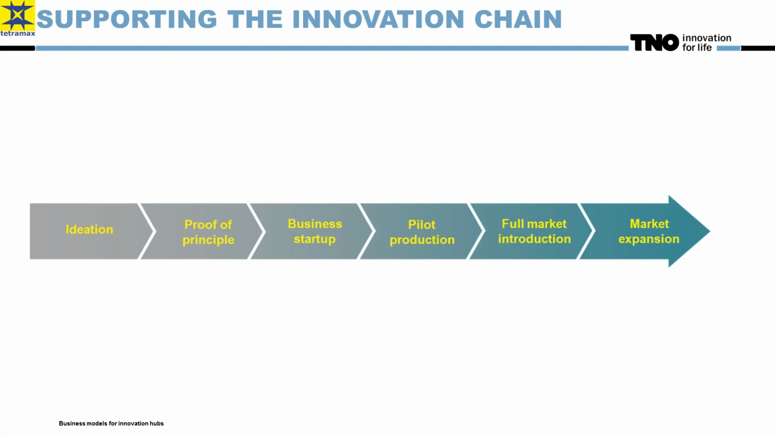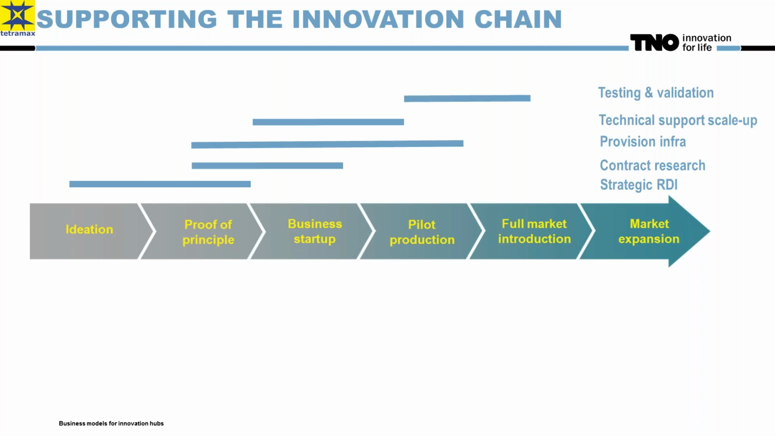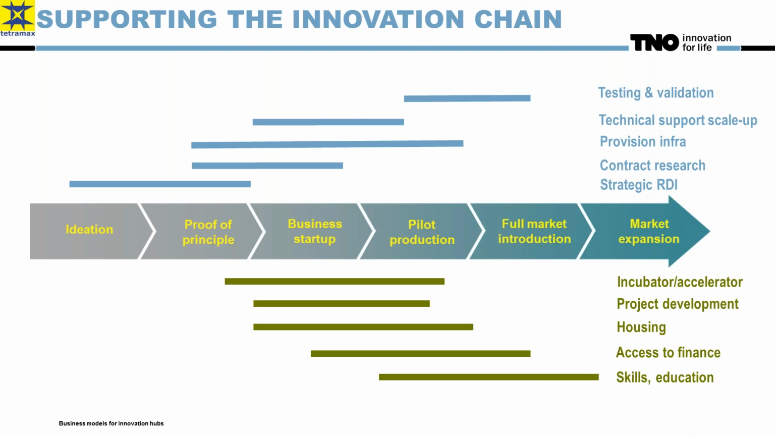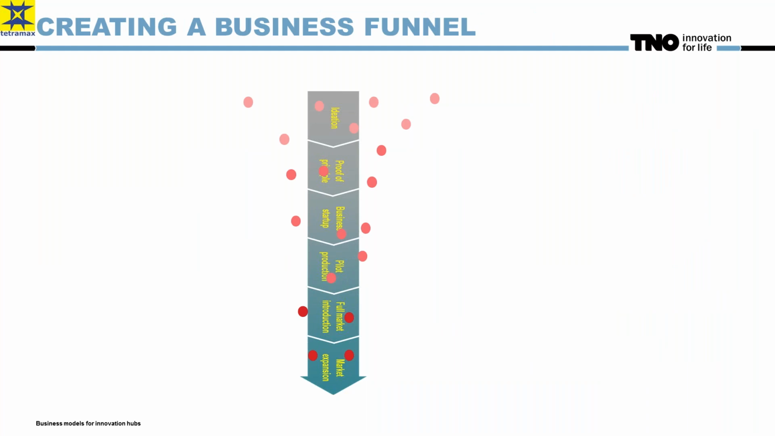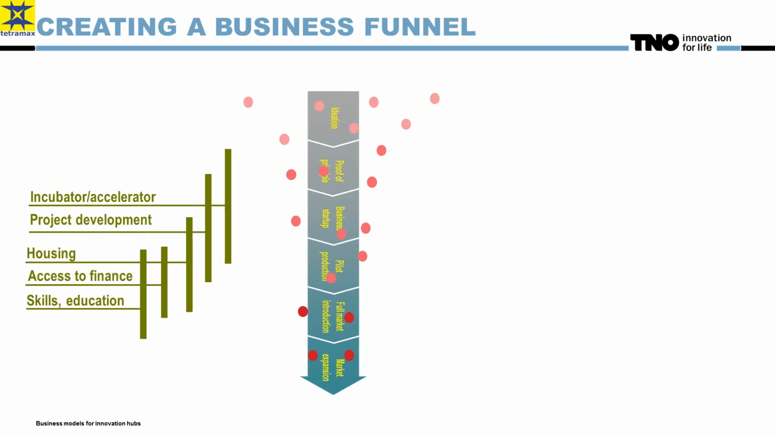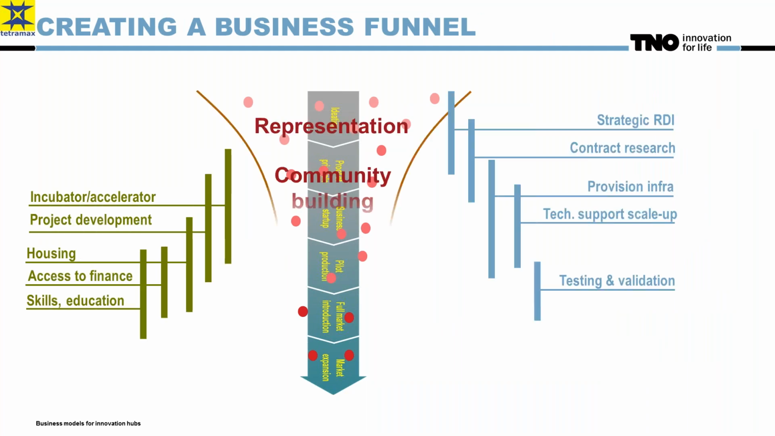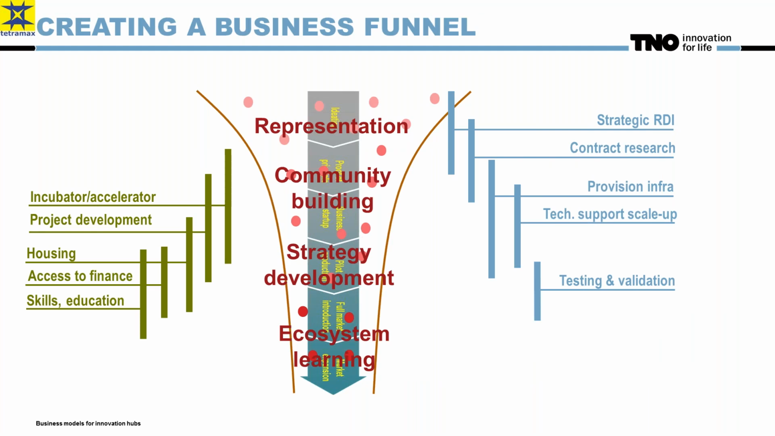So then connecting those different services to the innovation chain. So here's the innovation chain again, and click. There's the technological services that are connected there, and then click. Those are the incubator or the business services. And if you then click again, then you can combine that also with the ecosystem services. And that's about creating a funnel. So click, yeah. And this is how you create a funnel.